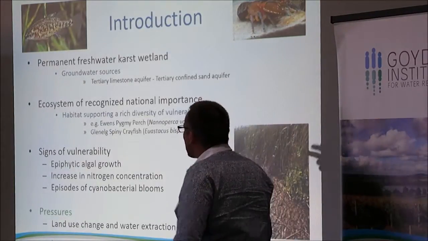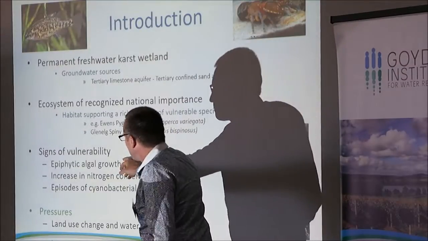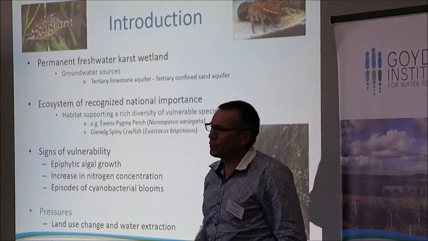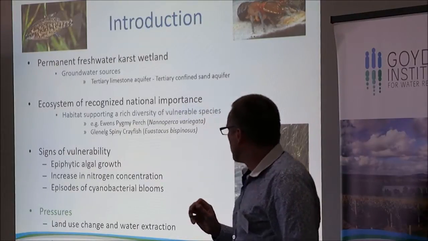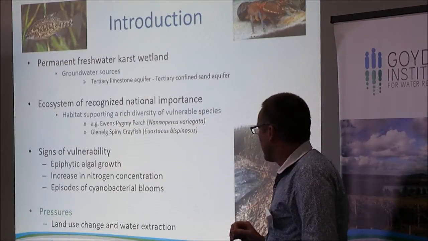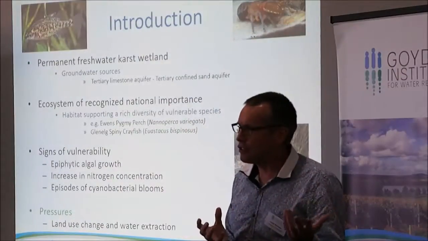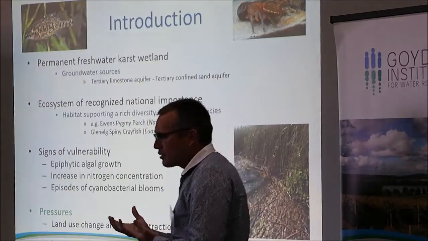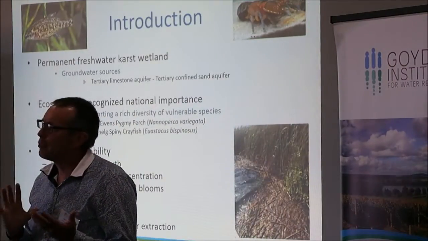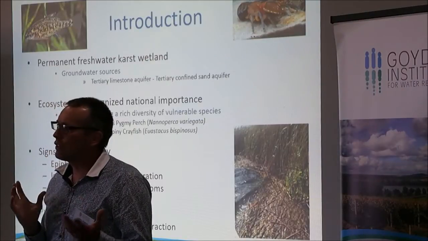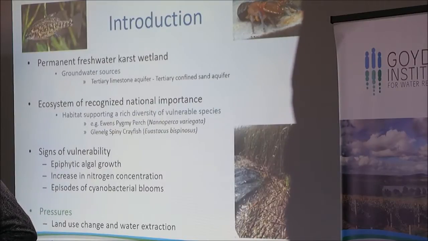But there's a few indicators that things aren't all right with Ewan's Ponds, and one is this growth of epiphytic algae. There's really high nitrogen concentrations, and there's also some cyanobacterial blooms associated with the benthic algae. So there's these pressures that sit there around Ewan's Ponds. There's land use pressures, water extraction pressures, and so we were looking to see what's the current state of Ewan's Ponds and what does it need in terms of nutrient control and in terms of flow to maintain it.